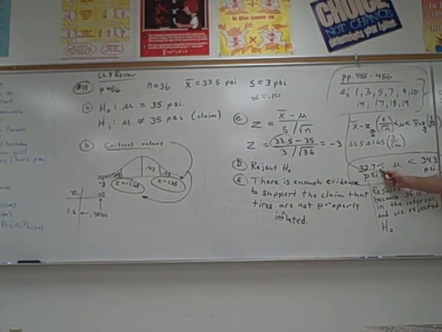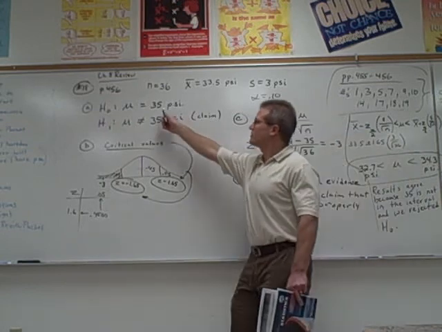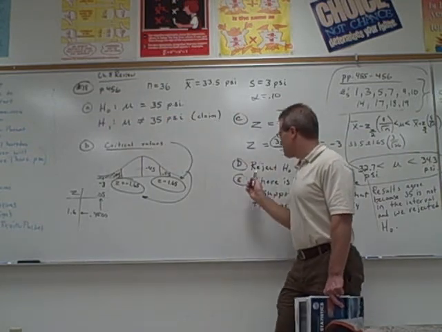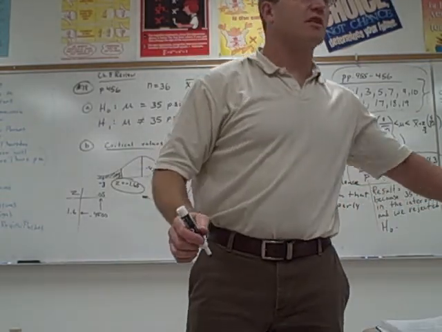What if 35 was in this interval? Then what should we have said right here? Yeah. If this number falls in the interval, then we should have said do not reject here. But since 35 is not in the interval, it's correct that we said reject.